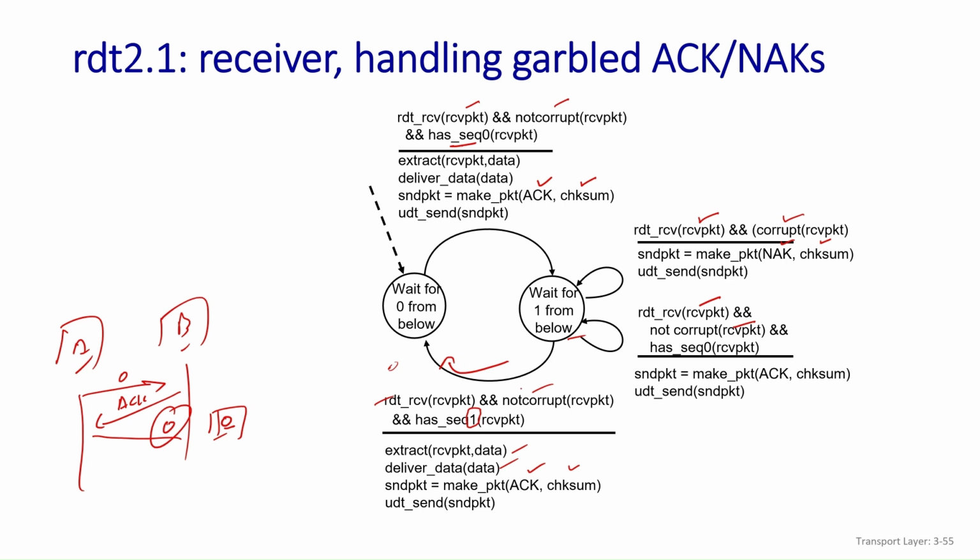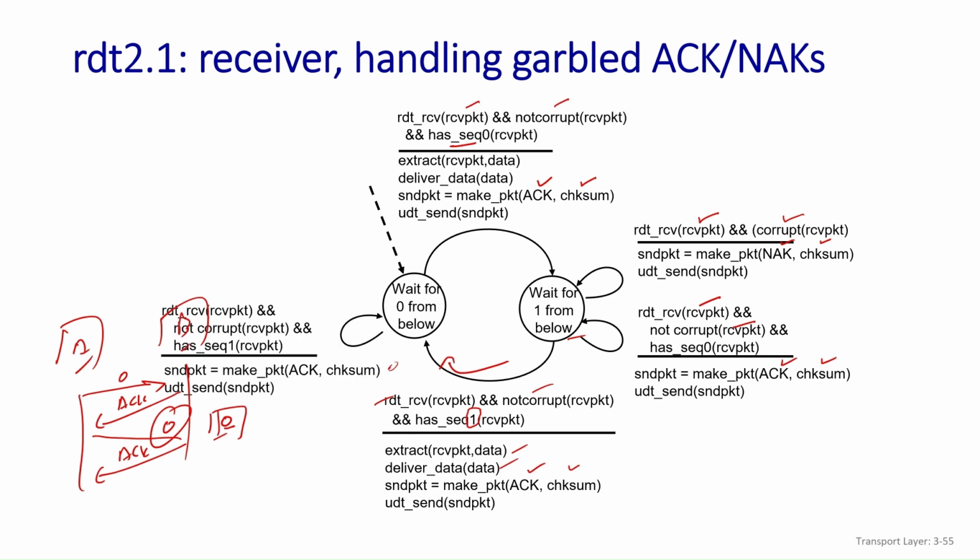So in this case, what will the receiver do? We discussed this before: the receiver will send an acknowledgement, will discard the packet, and will not process it, right? And will send an acknowledgement. So make an acknowledgement with checksum and send it to the sender. Okay. Similar, identical events will take place for the other state as well.